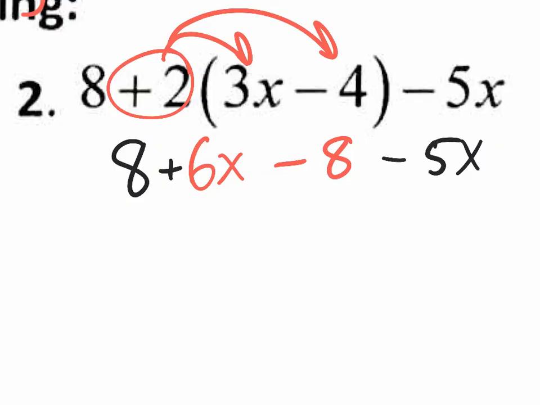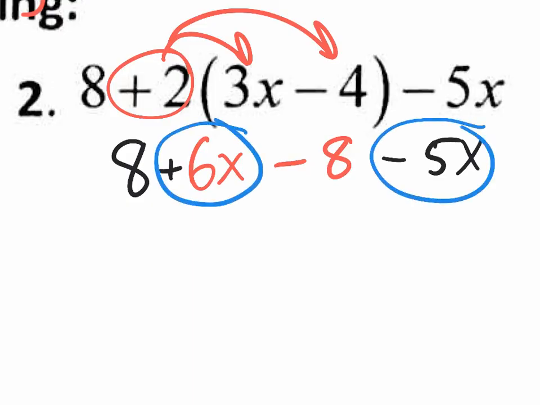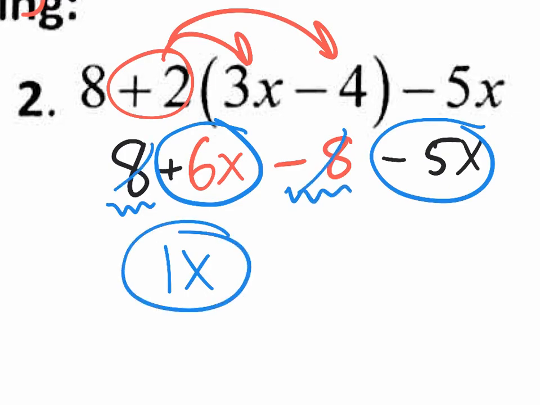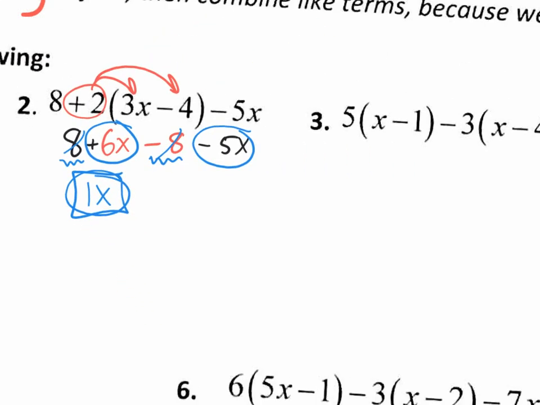Now, out of those 4 terms, after distributive property, what could I combine? 6x. Positive 6x with negative 5x. We are combining, what do I have? That's just 1x. And then how about that 8 with that minus 8? What happens there? Cancels out. What's my answer? 1x. That's it. That is my answer right there, 1x.